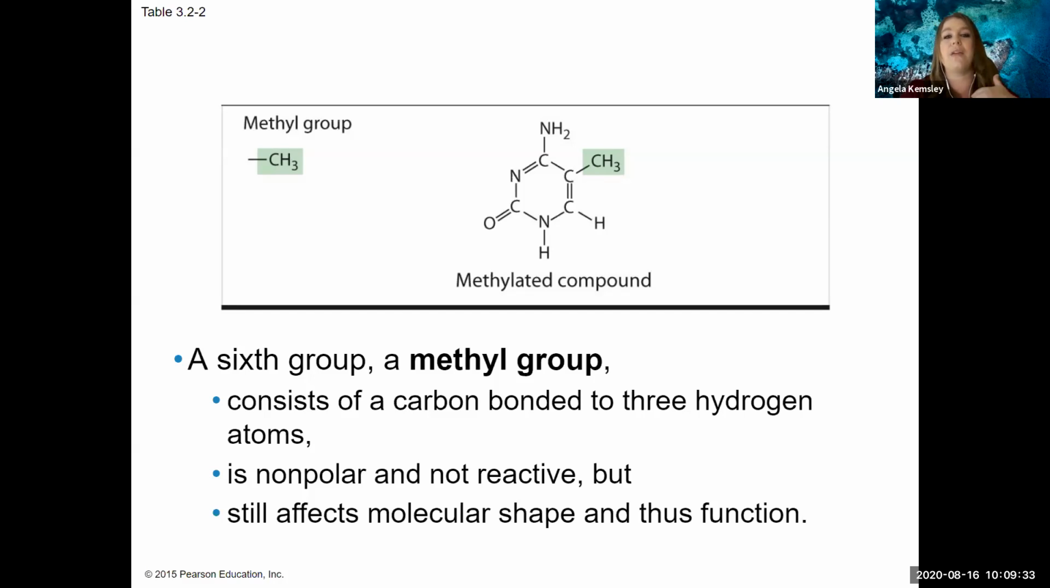So when the methyl group bonds to a carbon skeleton and it changes the shape of that skeleton, it is indirectly affecting the function. So our methyl group does still affect the function of a molecule. So there are your 6 chemical groups that are very important to life. You're going to be seeing these 6 groups quite a bit. So again, make a little cheat sheet. Make sure you understand if I say methyl group, if I say hydroxyl group, what that means and what it does to the molecule.